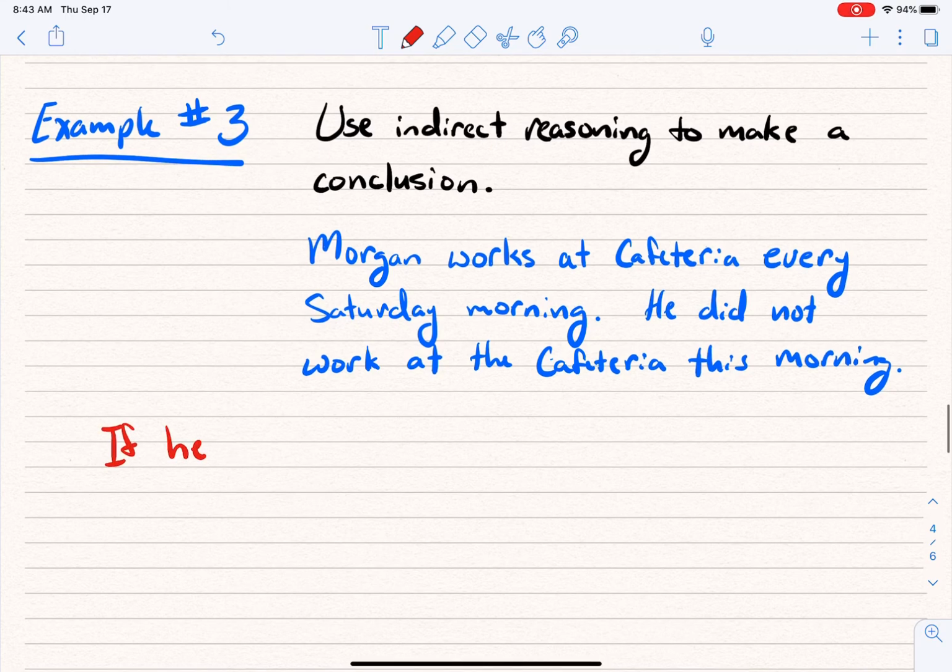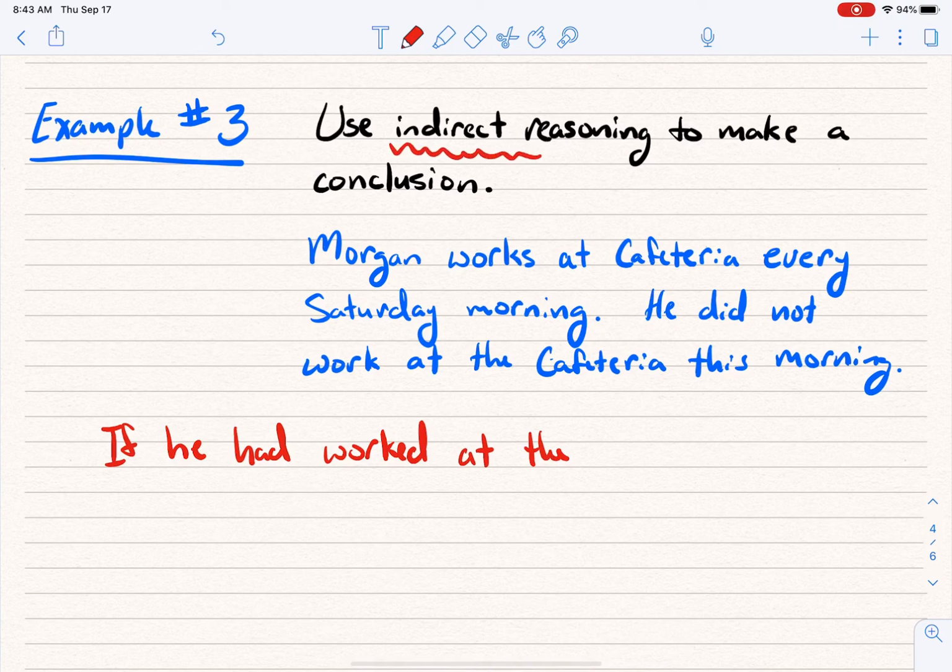if he had, maybe we'll start that way. If he had worked at the cafeteria, then what would we know? If he had worked. Now, it said he did not work, but let's kind of go with the opposite. Let's go with the negation of that. Now, we're not doing a 3-step proof here. It just said, hey, use a little bit of indirect reasoning. We're not doing a whole proof. Just use a little bit of indirect reasoning.